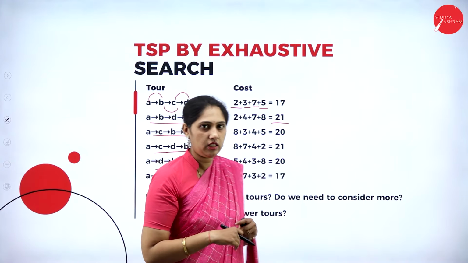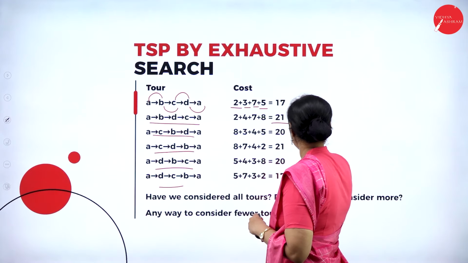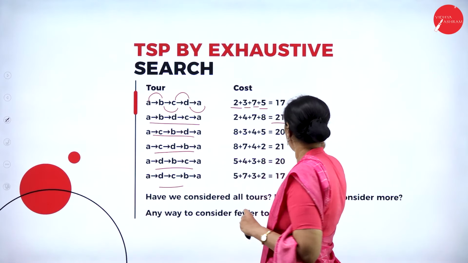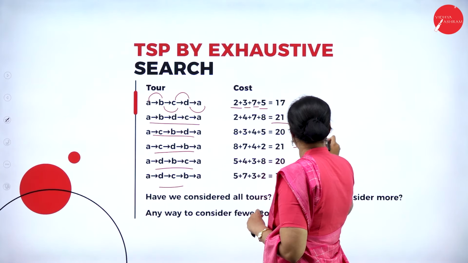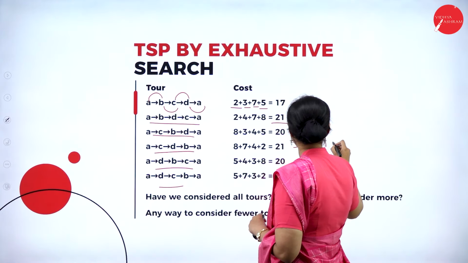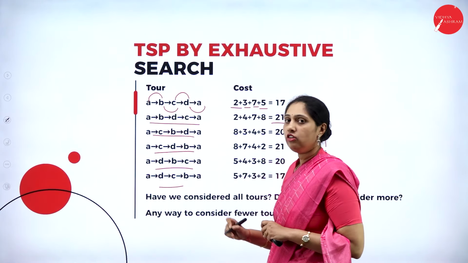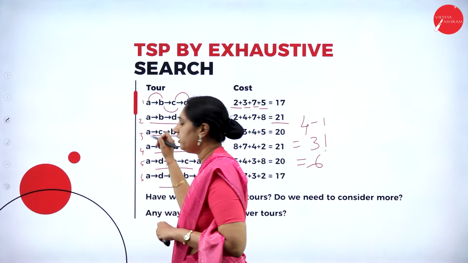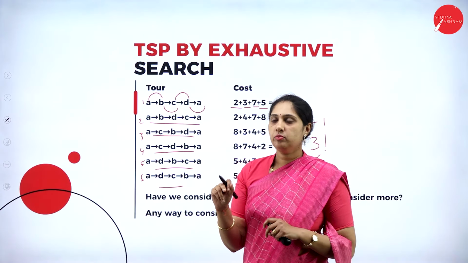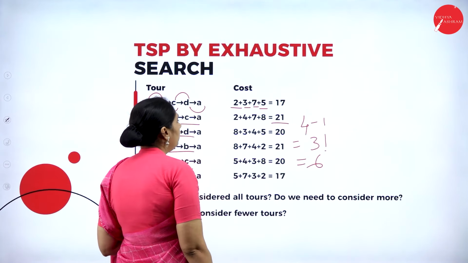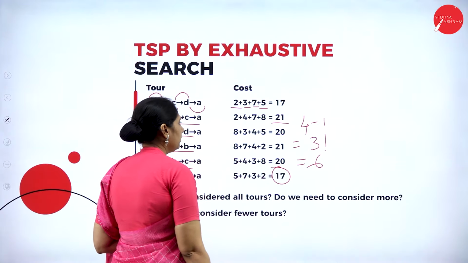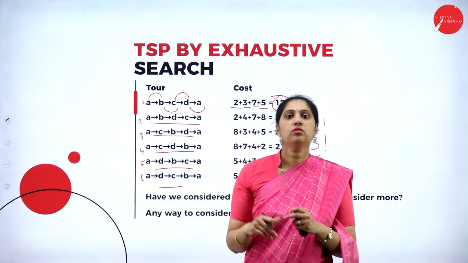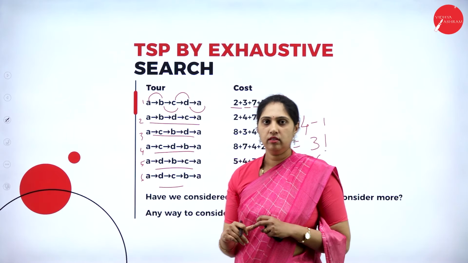So how many cities were there? 4 cities. So for 4 cities, how do I find how many possible solutions I should write? It is nothing but 4 minus 1, that is 3. What is 3 factorial? 3 into 2 into 1, that is 6. Have you got the 6 possible solutions? See, if I count, it is 6. So you have to write 6 possible solutions. In that, which is minimum? Here you have 17. Here also you have 17. So 17 is twice. So these 2 also are the answer. These 2 are optimal, right?